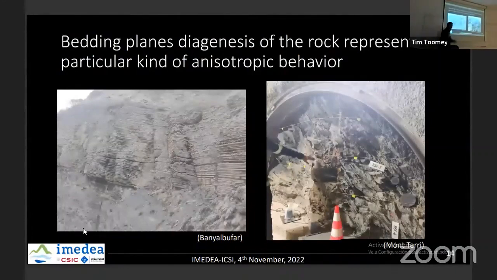Actually, I have some samples here of those two rocks. This is taken from Bagna Buffar, and this is taken from Monterrey. So I can pass the Monterrey one if you want.